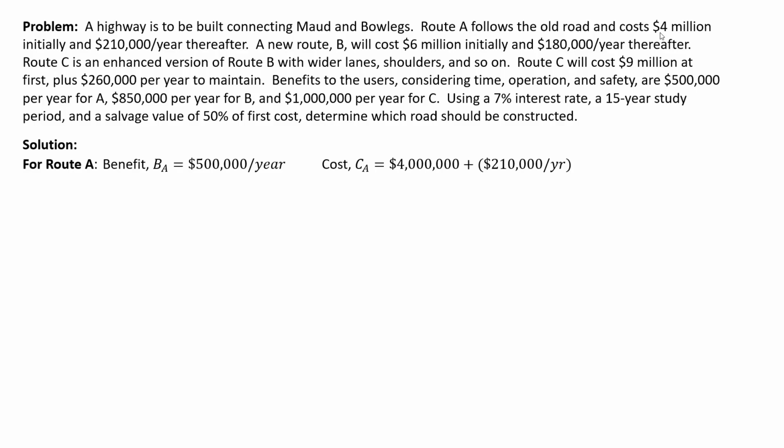Route A follows the old road and costs $4 million initially, right? And $210,000 per year thereafter. So it's $4 million plus $210,000 per year. Fine. Salvage value. Whoa, whoa, whoa. Salvage value is 0.5 because it said 50% of the first cost is a salvage value. So salvage value is 0.5 times the initial cost. Initial cost is 4 million. So half of that would be the salvage value. Cool. Anything else? I think that's about it.